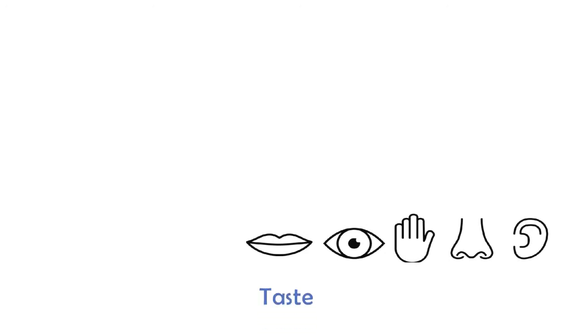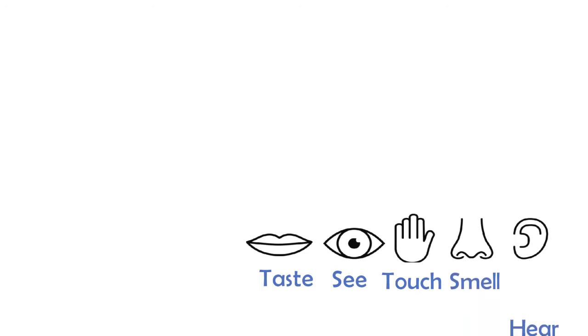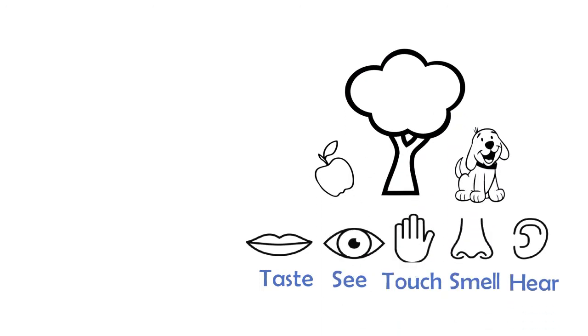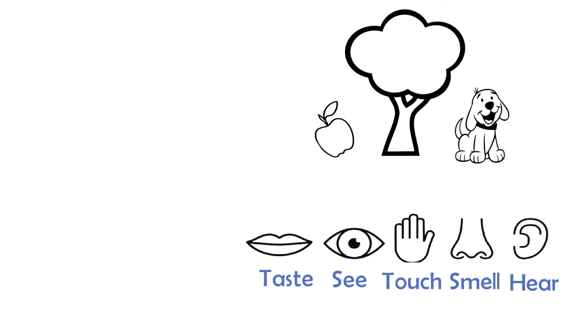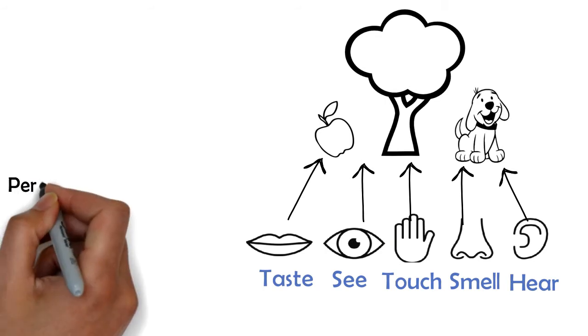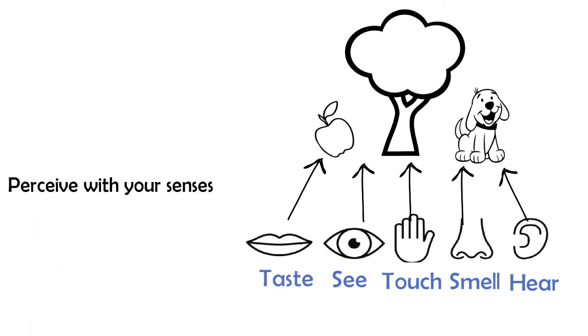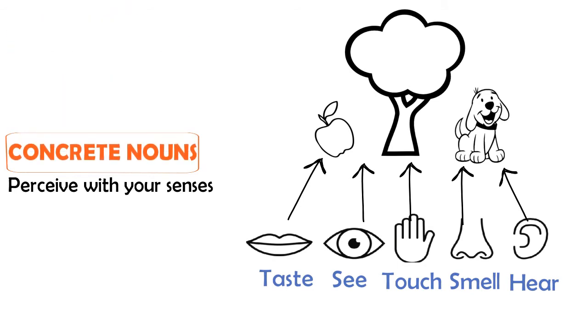We can taste, we can see, we can touch, we can smell, and we can hear. We have a tree, a dog, and an apple. We can see, touch, and smell all of them. But we can only hear the dog and taste the apple. The nouns we can perceive with our senses, we call them concrete nouns.